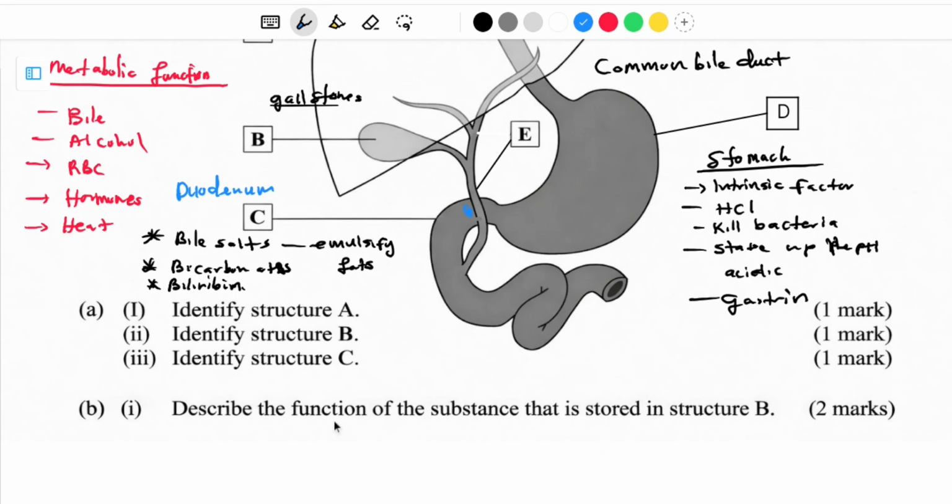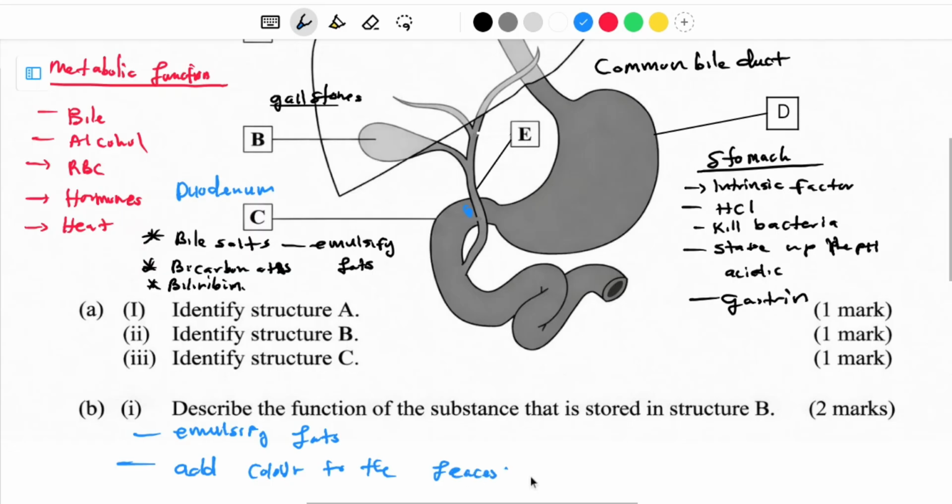So number one, they are going to emulsify the fats. So emulsify fats. And then apart from fat emulsification, they are also going to add color to the feces. So this color is going to come from bilirubin. So let me just say add color to the feces. So those are the functions.